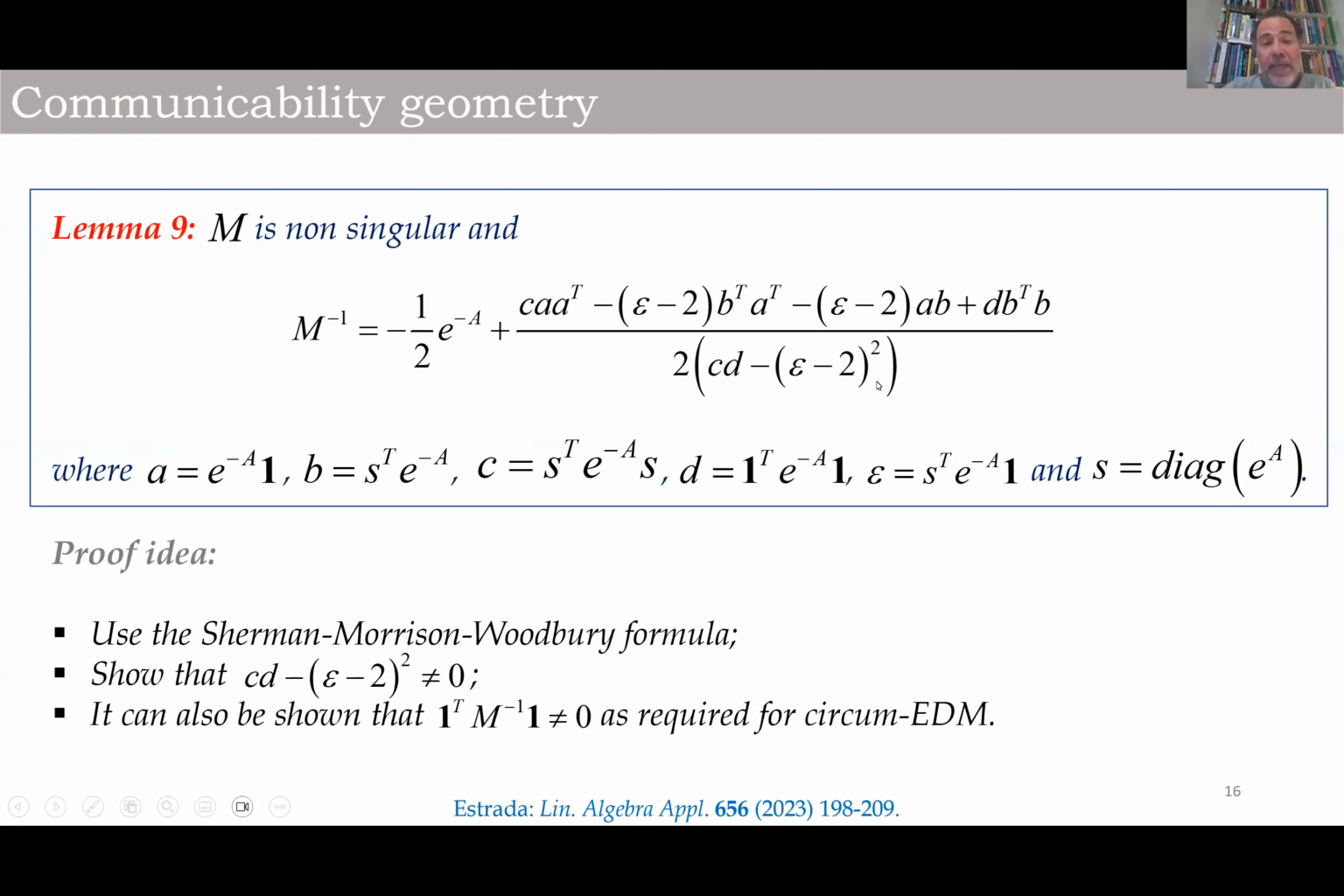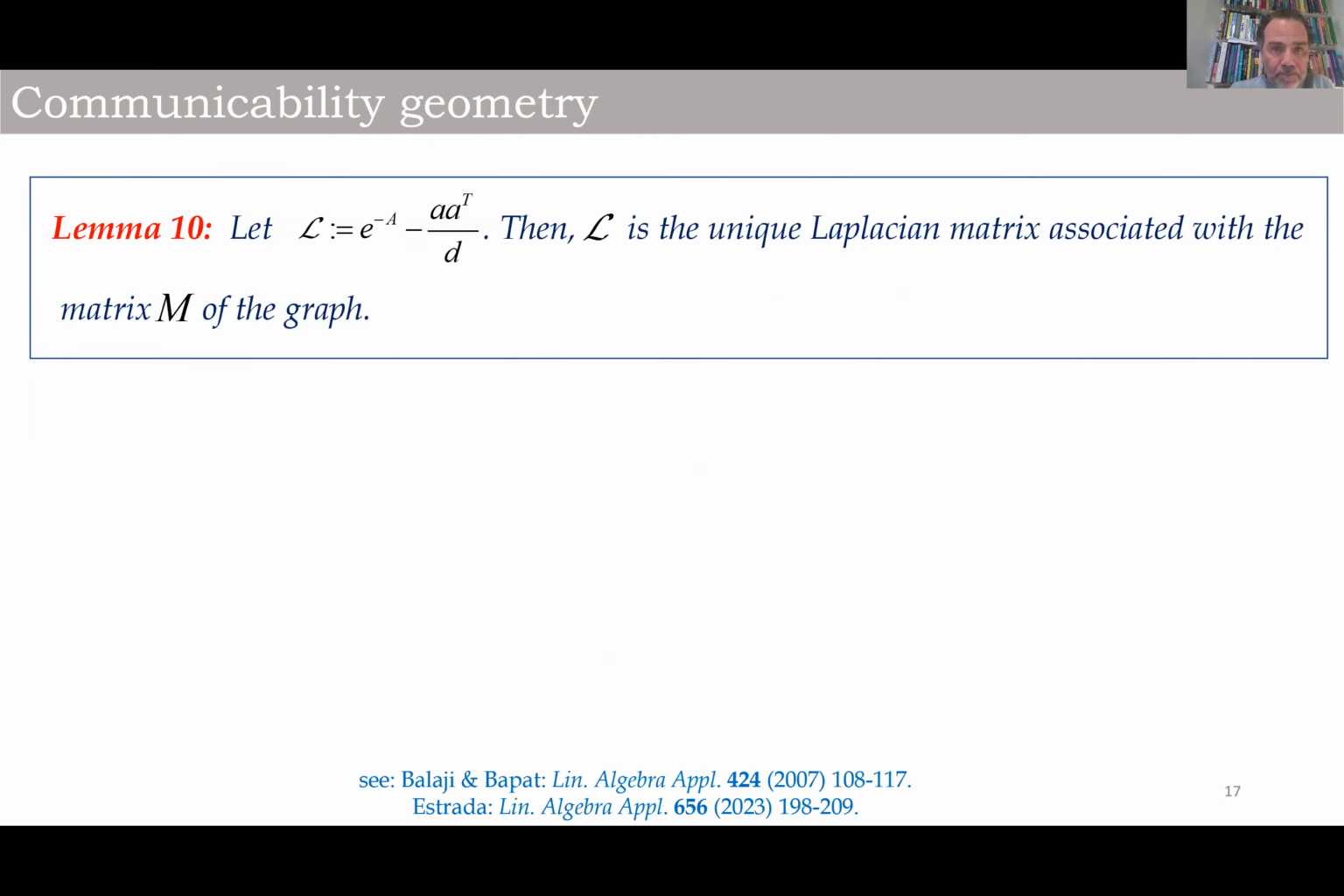And in addition, following the works of Gower in the 1960s, the sum of all the entries of this inverse is different from 0, which is required for a matrix being Circum-Euclidean, because this is related to the radius of the hypersphere in which the network is embedded.